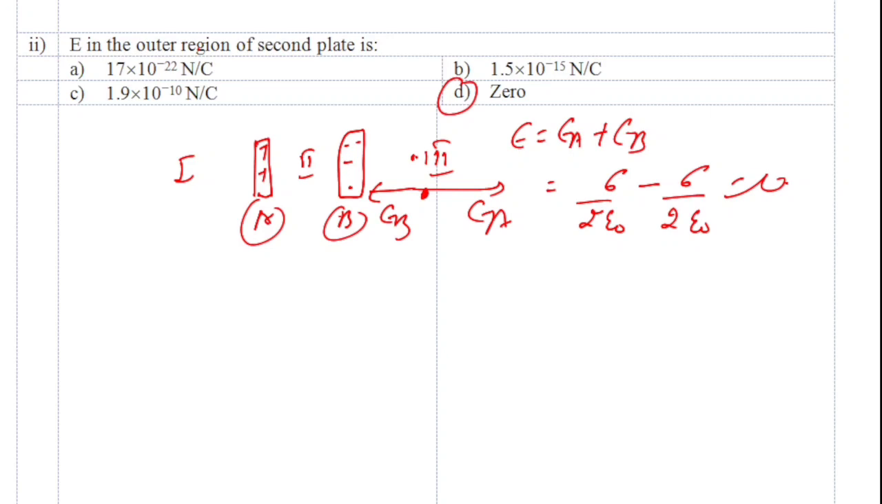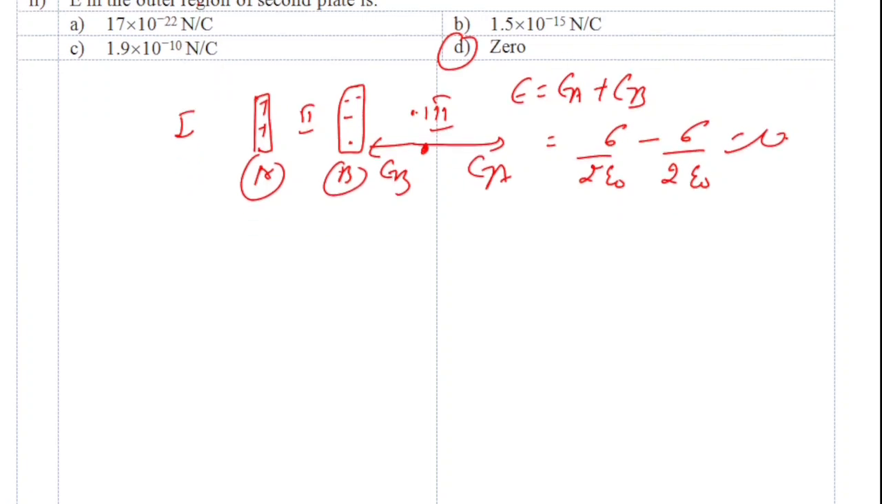So it's very easy to calculate if you know how to find the direction of the electric field due to positive charge and due to negative charge. You must remember these points. The electric field due to a positive charge is always away from the positive charge. The electric field is always towards the negative charge.